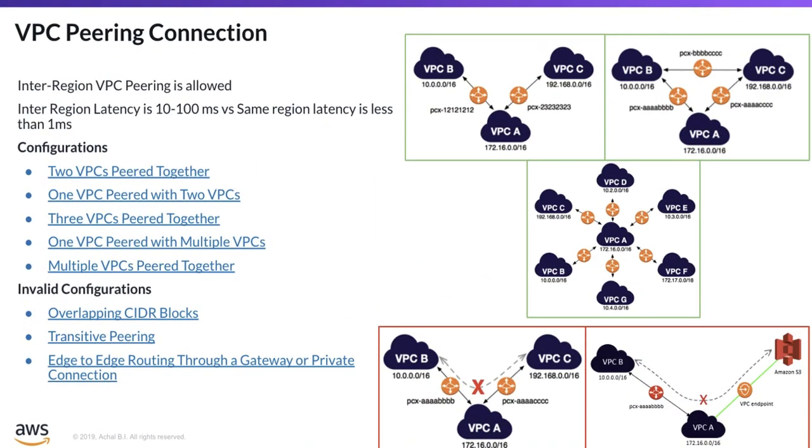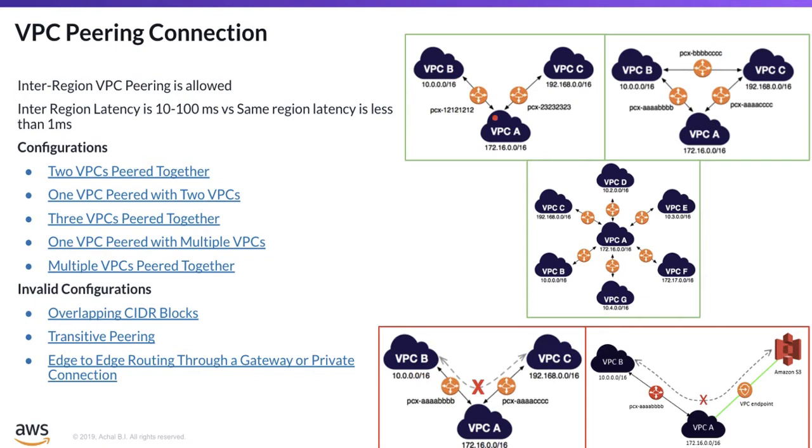So here are some of the valid configurations and invalid configurations that we are trying to exhibit. Two VPCs paired together we just saw with the previous example. So one VPC paired with two VPCs is here. This diagram depicts VPC-A connected to VPC-B and VPC-C. If you see the CIDR ranges, all three CIDR ranges are different from each other.